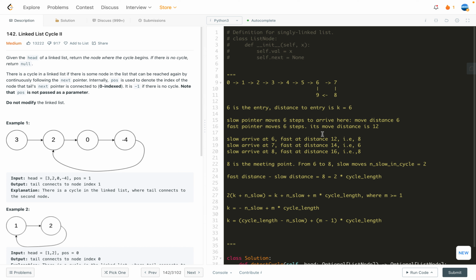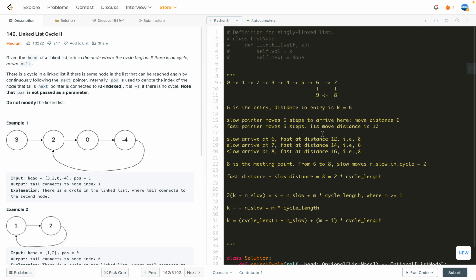In this video, let's look at problem 142, Linked List Cycle 2. This is a continuation of today's daily challenge problem, Linked List Cycle 1. Here we're going to explain how to do this problem in a logically correct and rigorous fashion.